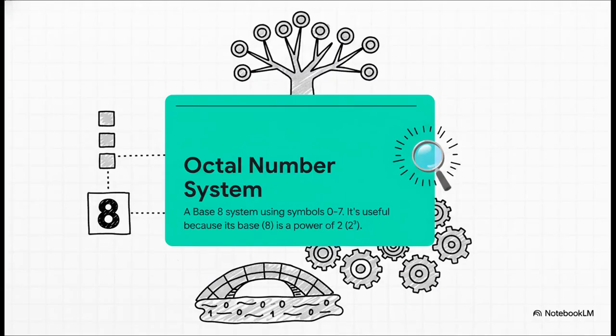So the octal system is base 8. That means it uses 8 symbols, 0 through 7. But you might be wondering, why 8? What's so special about that number? Well, here's the magic trick. 8 is a power of 2. Specifically, it's 2 to the power of 3. And that direct link back to binary is the entire reason octal even exists. It's another one of those perfect bridges between our brain and the computer's logic.